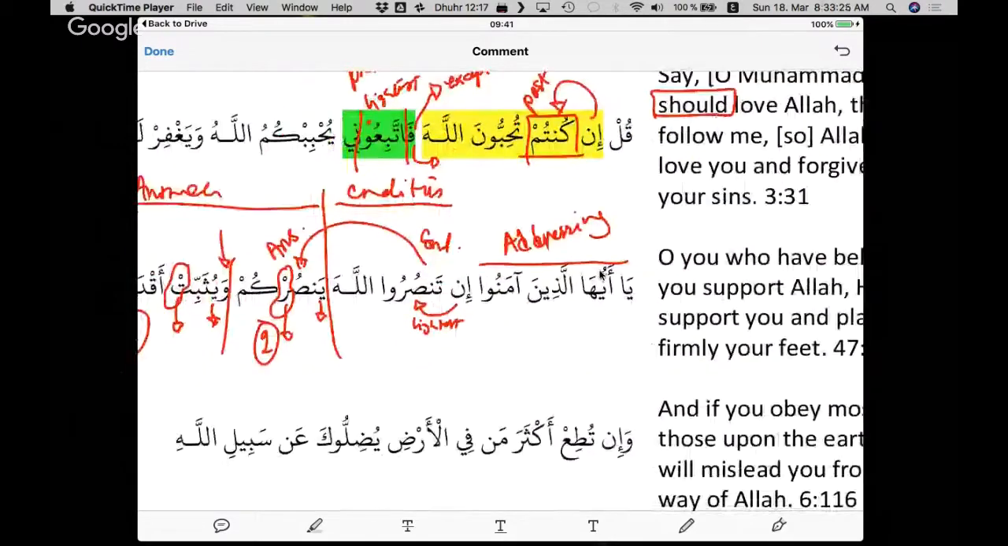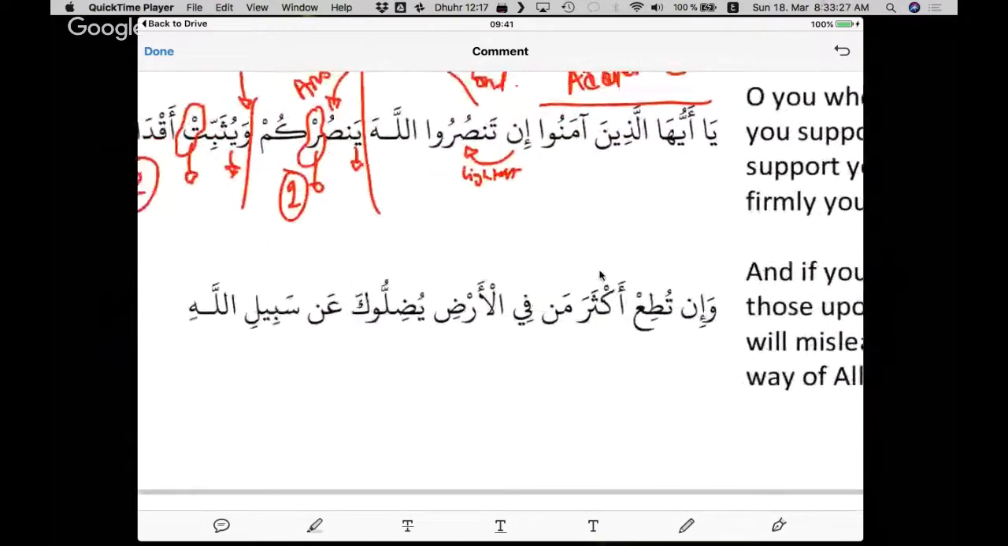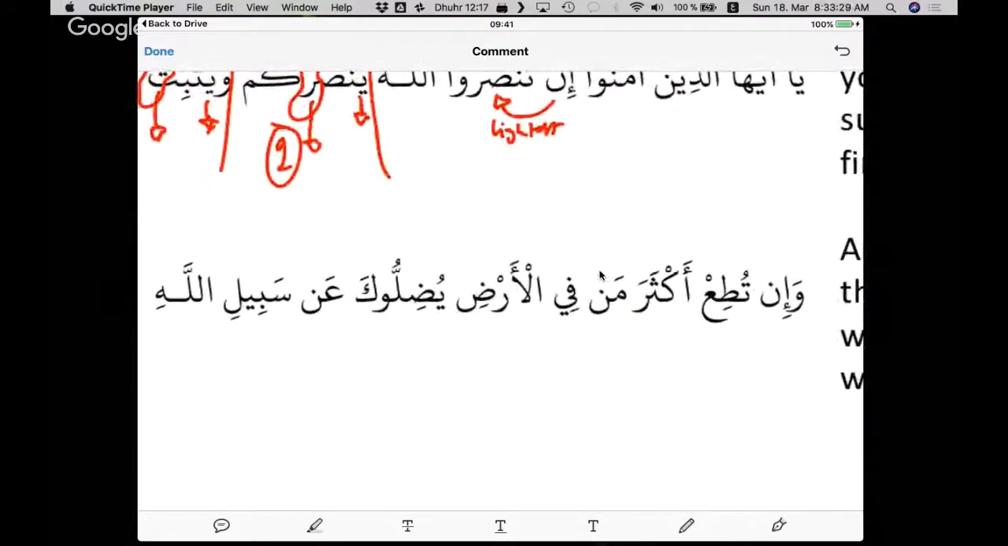Okay. Another example. Wa in tuti. Now this tuti is a present tense, starts with the ta, and there is a sukoon at the end, which is the lightest form. Okay, so we immediately know there is a condition being constructed. Now we need to find where the jawabul shart starts. Where is the answer to the condition starting? So we keep on reading. Okay, wa in tuti aksara.